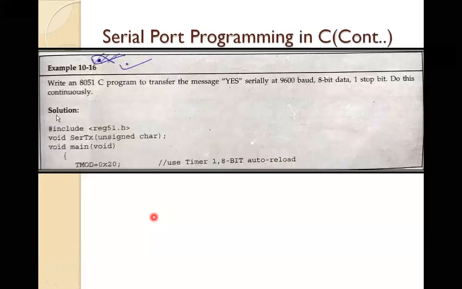The second one is write an 8051 C program to transfer the message. Now it is not a letter but a message, that is YES, serially at 9600 baud with 8-bit data and 1 stop bit, and do this continuously. The same task, but here there are 3 letters YES continuously, but the baud rate is not 4800, the baud rate is 9600, and the data framing is the same.